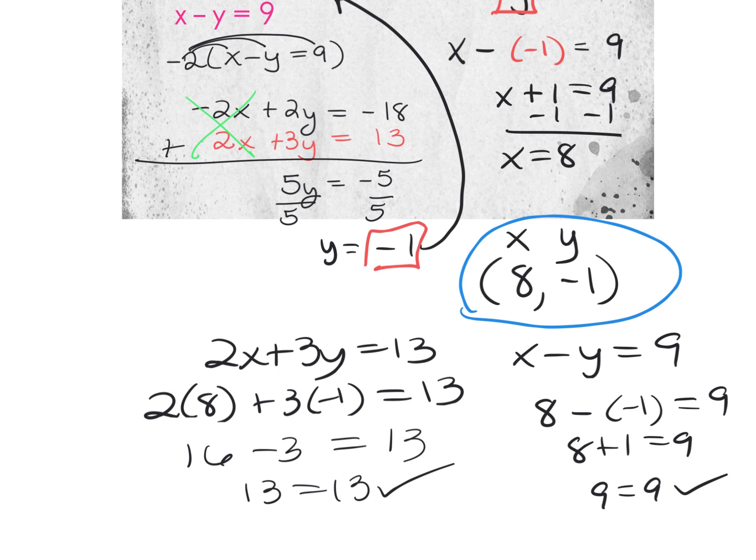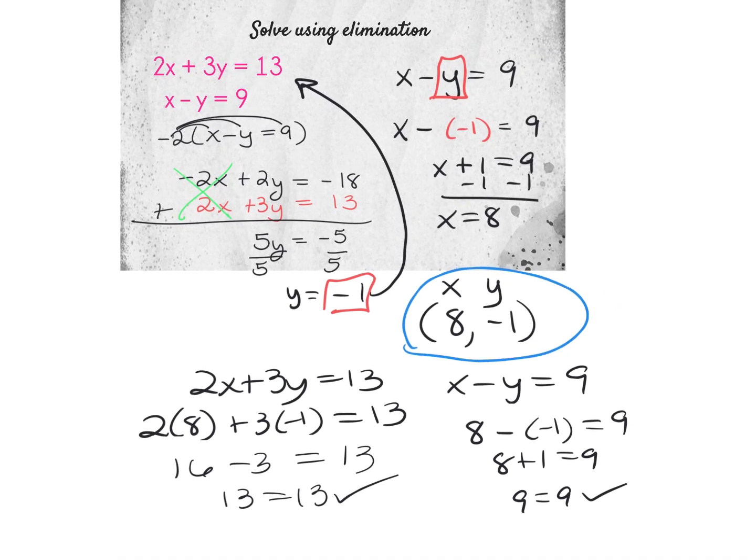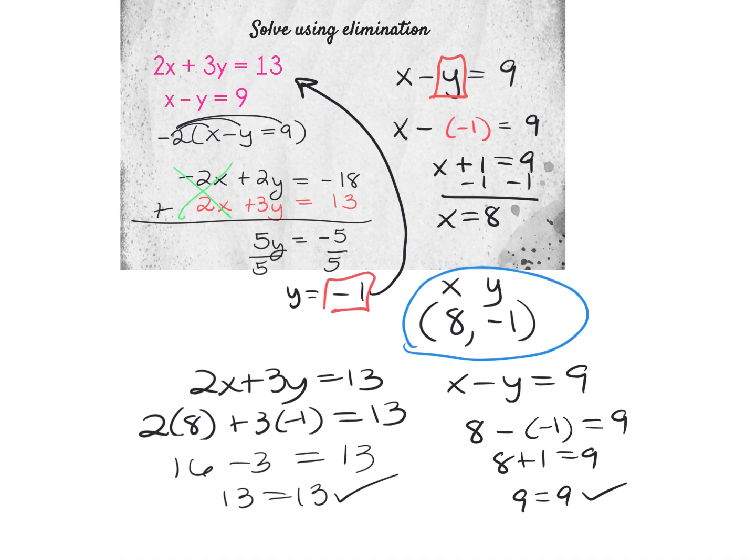If I were to have graphed these two lines, this is the point of intersection. When you're solving these, one little mistake, either with a sign or a computation error, then your whole answer is wrong. So I highly recommend you do this check to make sure the answer you got does work. Let's try another example.